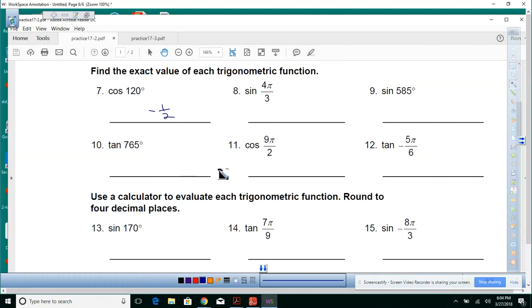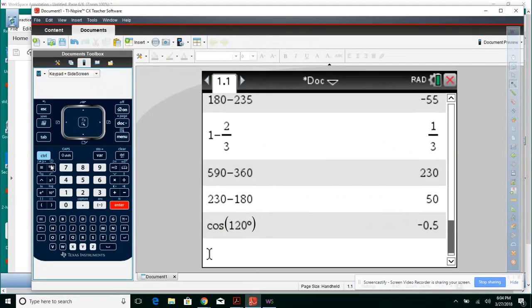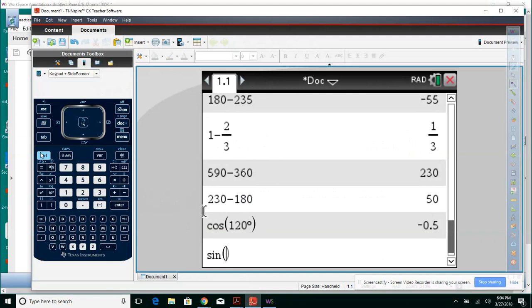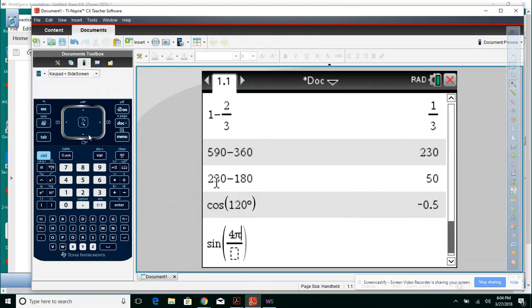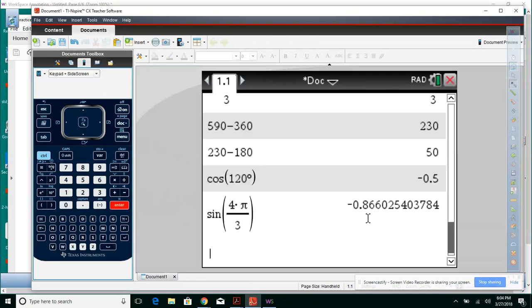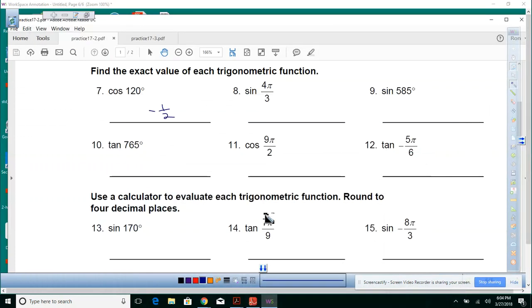Sine 4 pi over 3, again, that's on the unit circle. But in case you don't remember, we can go in here and do sine and then control divide 4 pi over 3. And that gives you negative 0.866, which is negative the square root of 3 over 2. Now, negative 0.866 is an approximation. They're going to want to know the exact solution.